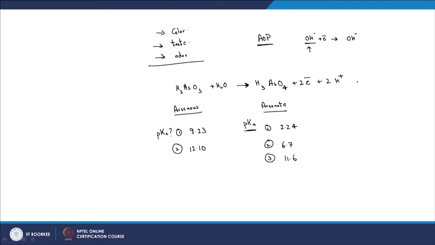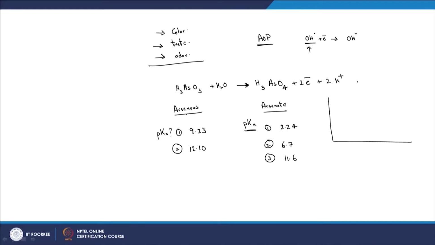So obviously you don't need to mug them up, the relevant pKa values or dissociation constants will be available in your standard books. So here I have the relevant aspects now. So let's look at our relevant background, and let's say for H3AsO3, this is the concentration on the y-axis and pH on the x-axis. So I want to look at how the concentration of the relevant compound changes with the pH.